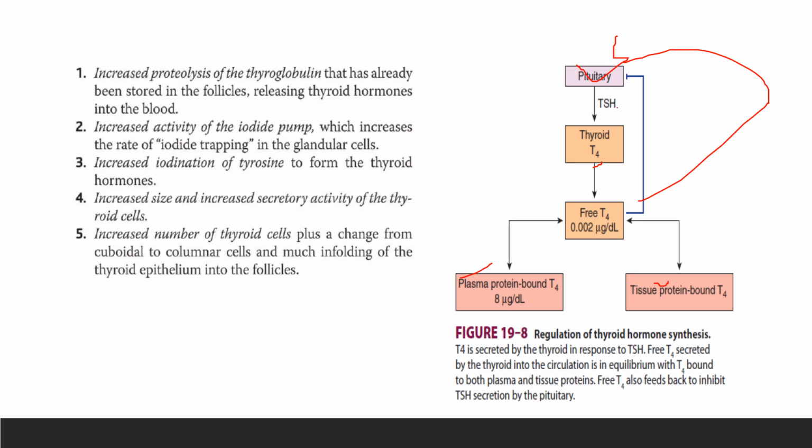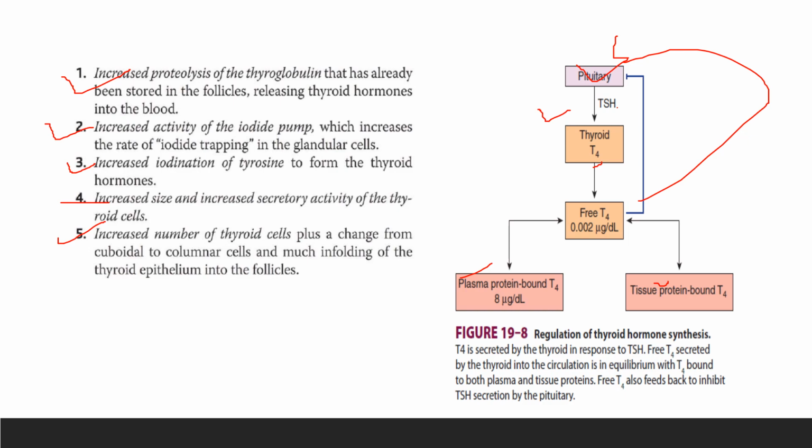Now what is the role of TSH in thyroid hormone synthesis? As we have seen earlier also, at every step of thyroid hormone synthesis, this TSH helps. Starting from the trapping of iodide, increased iodination of tyrosine, and increased proteolysis of the thyroglobulin, increased size and increased secretory activity of thyroid cell, increased number of thyroid cells, everything will be enhanced by this TSH.